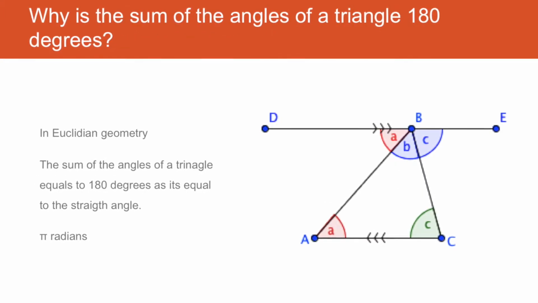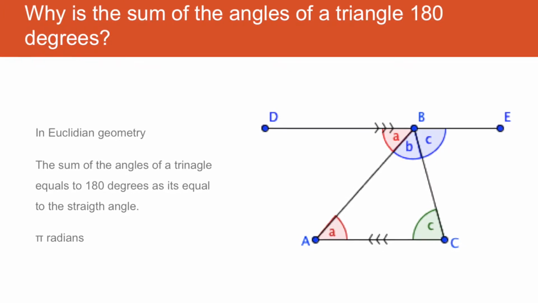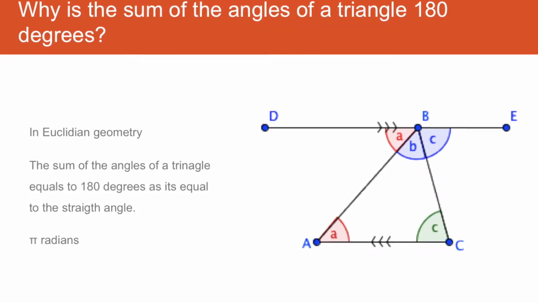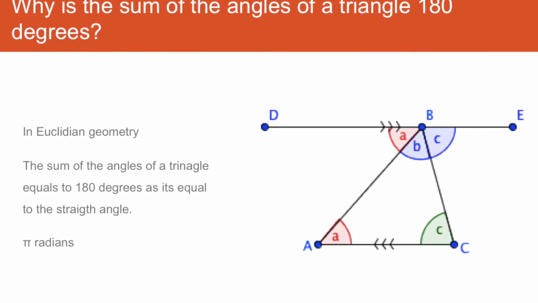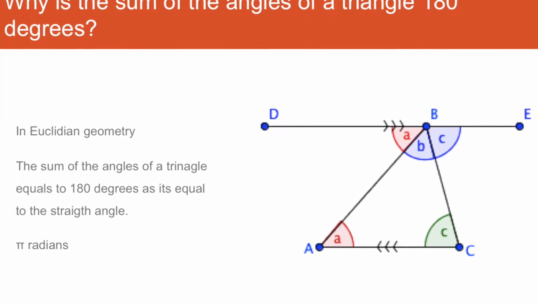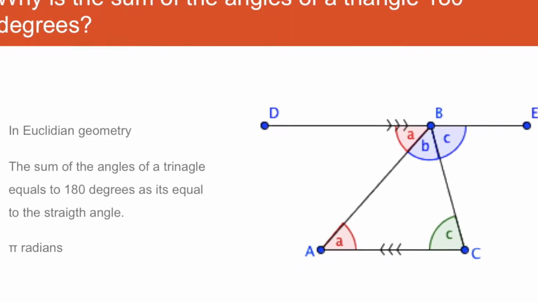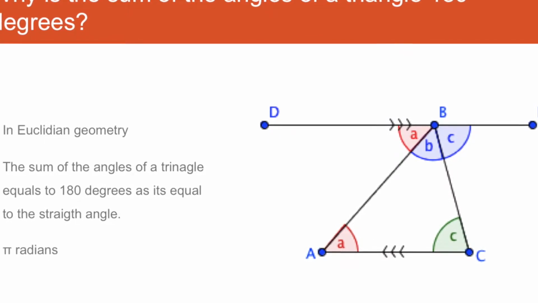Why is the sum of the angles in a triangle 180 degrees? Well, in Euclidean geometry, the sum of the angles of a triangle equals 180 degrees, as this equals the angle of a straight line. A straight line means pi radians.